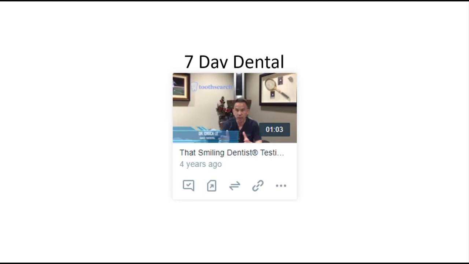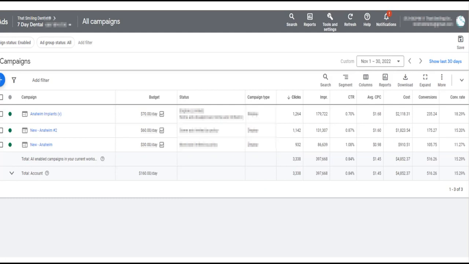So the next example we'll look at is 7-Day Dental. And this is in the U.S. This is in Anaheim. As you can see here, this is an extreme example. So he actually has an 18% conversion rate. 235 people generally leave. Now, his campaign is a little bit different.